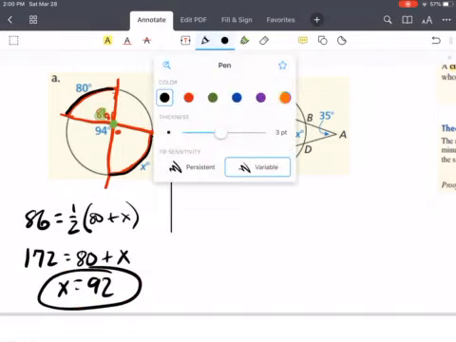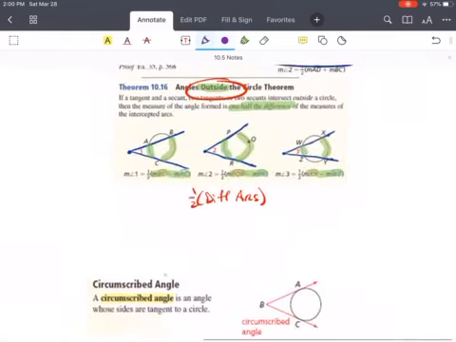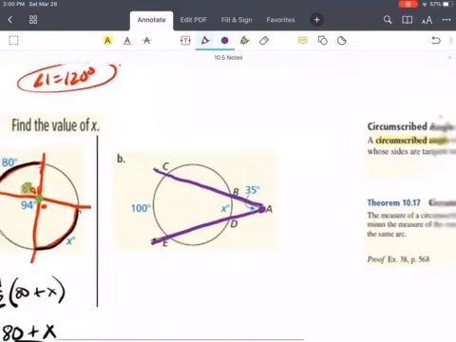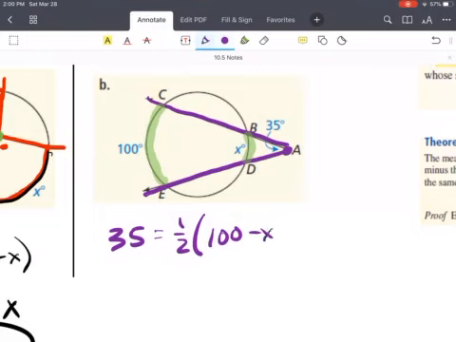For the second example, the vertex angle A is the angle that is created by a secant and a secant. And that angle is outside of the circle. So remembering, outside, the angle is equal to half the difference of the arcs. So 35 is going to be equal to half of the difference of the arcs. And where do the purple secants intercept the circle? At 100 and at x. So half of 100 minus x.